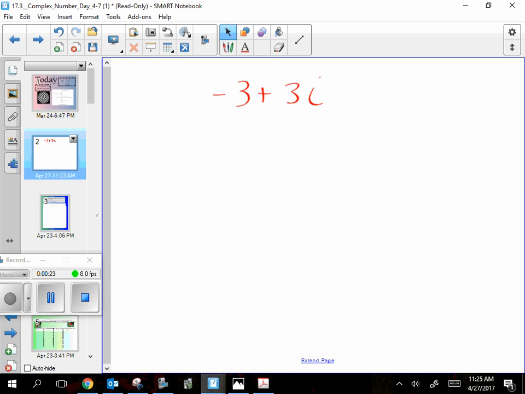That's not in cis form. I want you to change that into cis form. My opinion, easiest way is draw a picture. I'll pause for a second while you do that. All right, so let's see how you did.